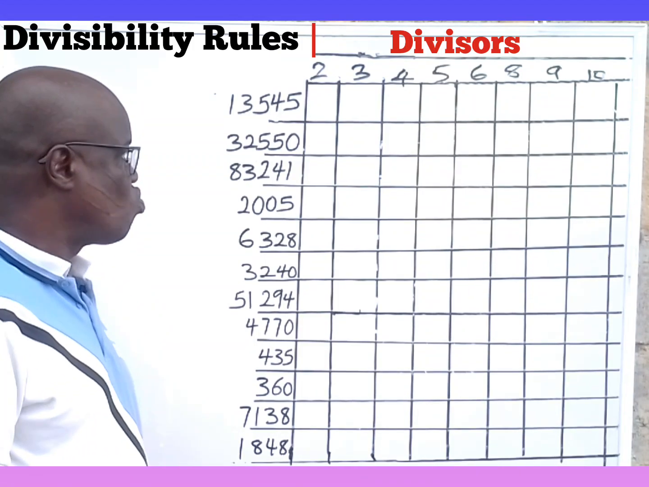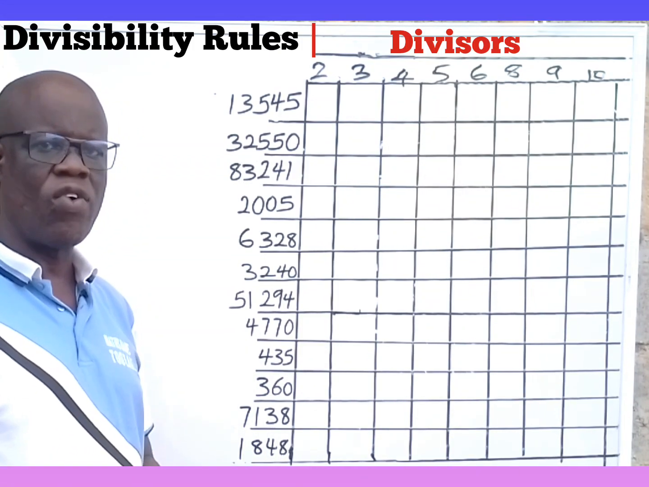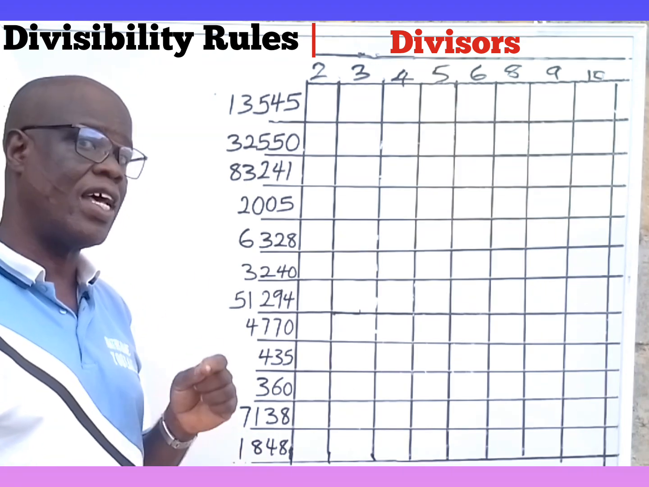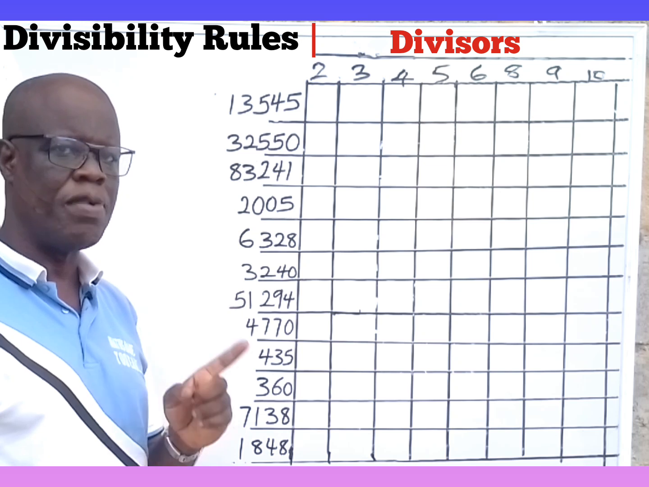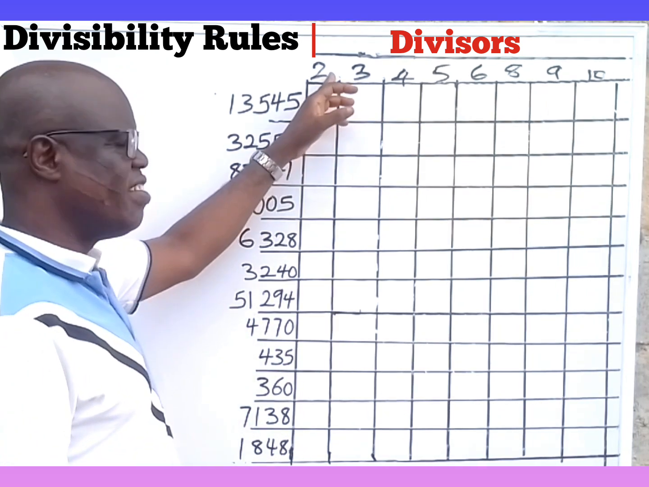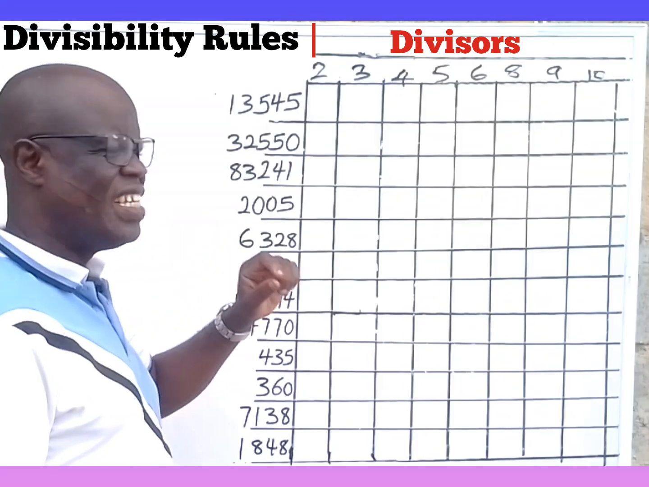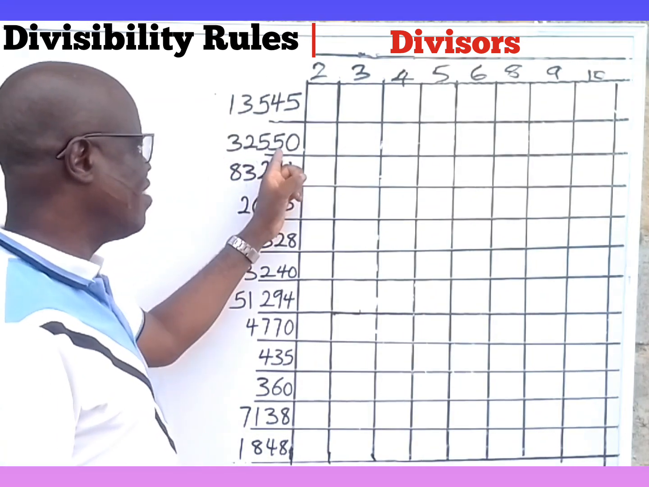Hello viewers, today we want to look at the rules for divisibility. How do you know that a certain number can divide into another number exactly without remainder? Now look at it this way. This is 2. How do you know that 2 can divide a particular number without remainder? Now you look at that number like this one.